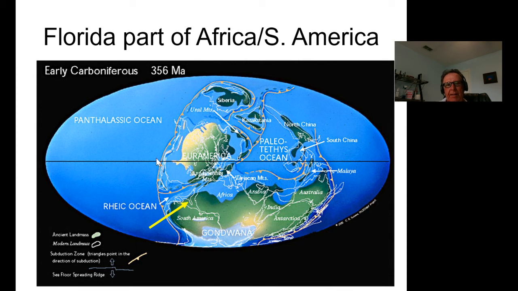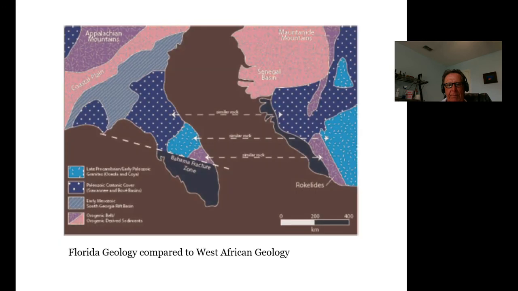So let's just show this again in the early Carboniferous. We're going back to 356 million years ago. I'm just going to show you where Florida was here. Here's South America. Here's Africa. The Florida Peninsula, which includes part of Georgia, was sitting right here, sandwiched between Africa and South America. So it was part of Gondwana, Florida was. And you can see that North America, Euro-America, was a little bit further north.